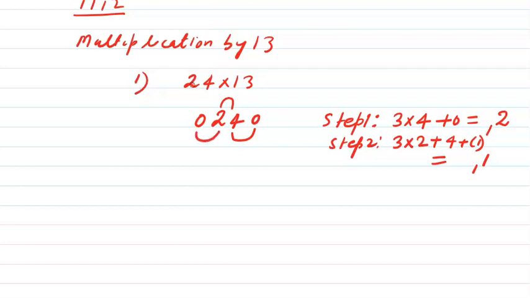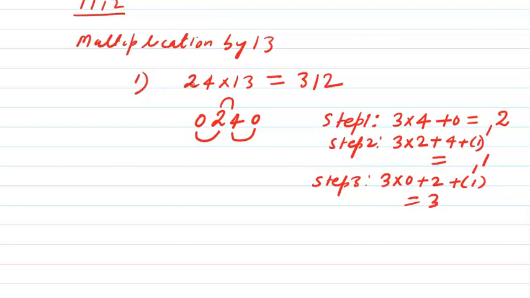Finally, you take 0 and 2. So what is step number 3? In step number 3, you multiply 3 into 0, plus you add this 2, and then this 1, that is the carryover term. So what do you get? 0 plus 2 plus 1, that is equal to 3. So what is your answer? Your answer is 3, 1 and 2. So this is how you write the product.